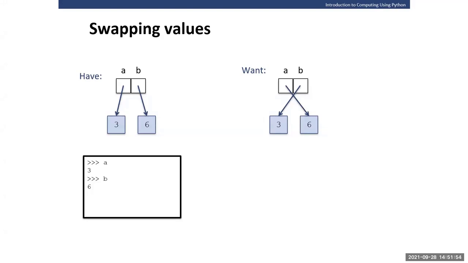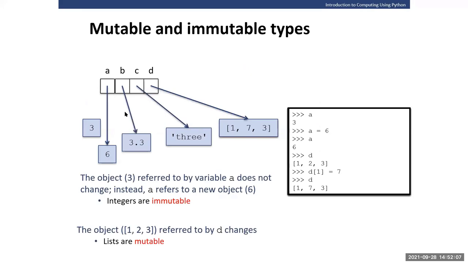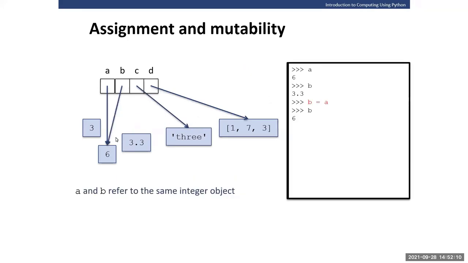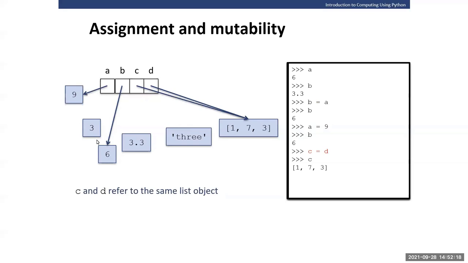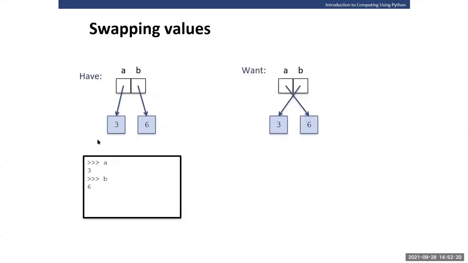Like A equal to B and B equal to A. But if we did that, like when we pointed here, A is equal to B, we will lose the previous value of A. We can use a temporary third variable. Oh my God, that's a good approach.